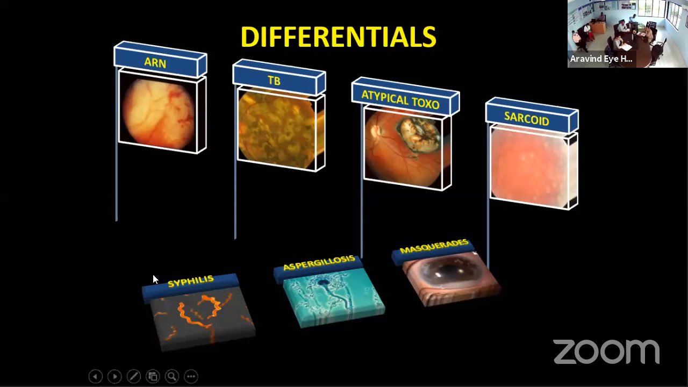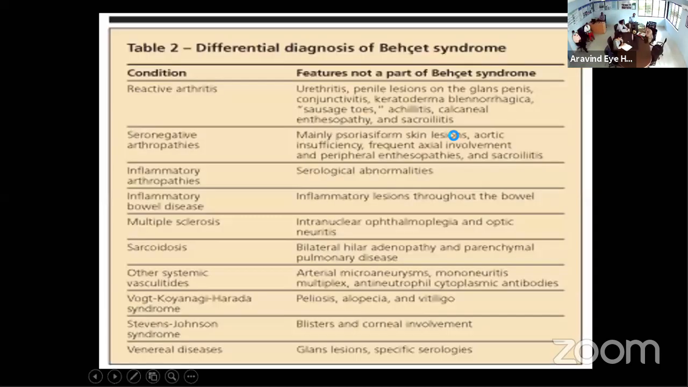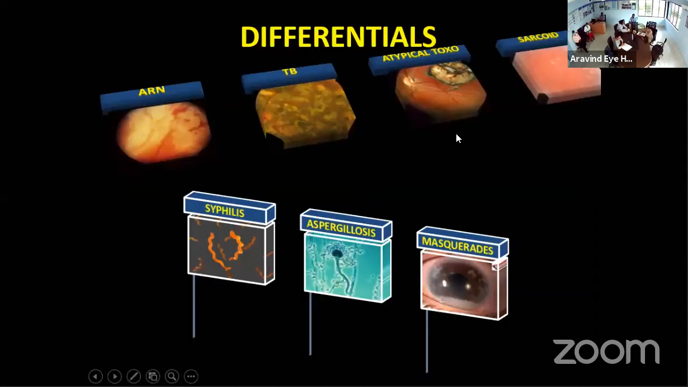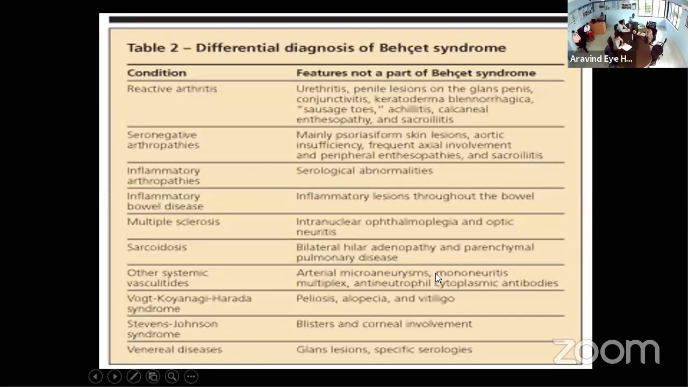The commonest differentials are acute retinal necrosis. It is very, very difficult to delineate. Of course, any other uveitis like TB, toxo, sarcoid will come into the list. Of course, syphilis, aspergillosis, and masquerades are all coming lower down on the list. So how to delineate each of the things as enumerated in this tabular column. For reactive arthritis, there will be the diagnostic criteria, you can apply them.